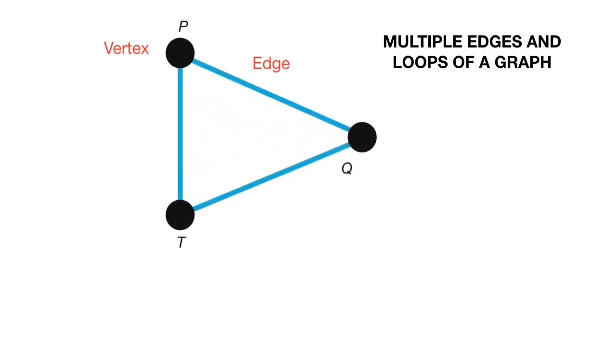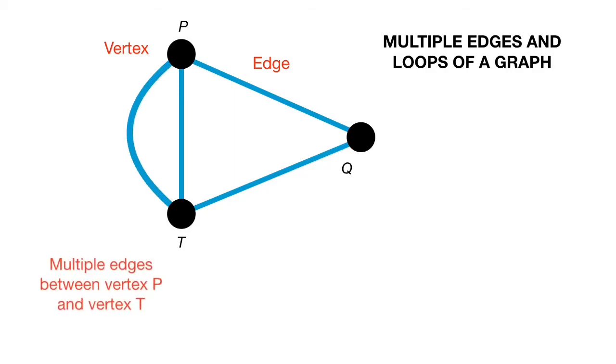Next, we are going to learn about multiple edges and loops of a graph. Remember this simple graph from earlier? Well, if we add another line between vertex P and vertex T, it becomes multiple edges, meaning that between vertex P and vertex T, there is more than one edge. Also, the circle at vertex Q is called a loop.